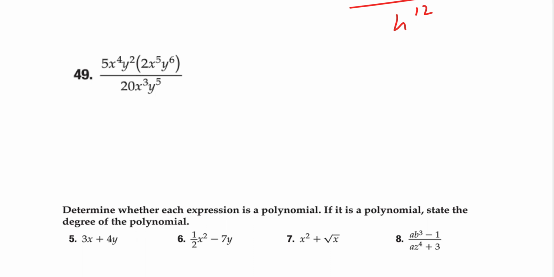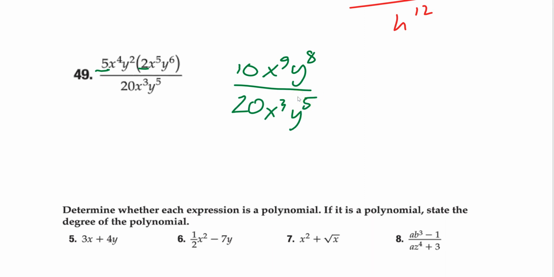Next one's expansive, there's all this stuff going on. So let's simplify the top first. 2 times 5 is 10. Look how many x's I have. I have x^4 and x^5, so I have 9 x's in total. y^2 and y^6 is y^8, so I have 8 y's in total, all over 20x cubed y^5.